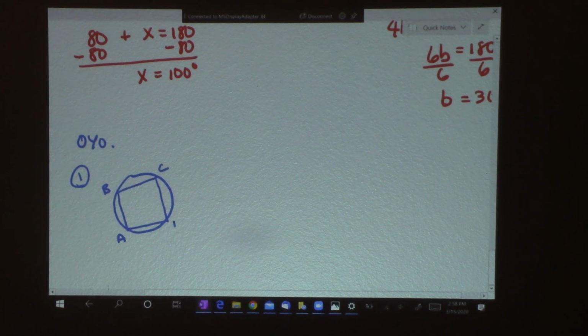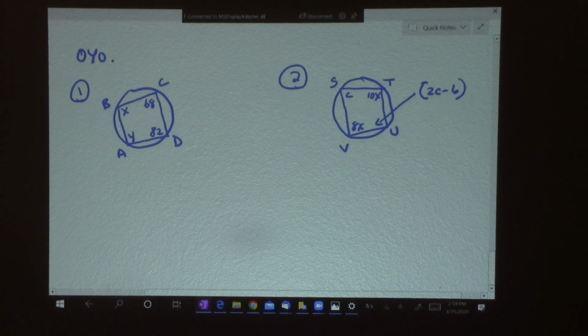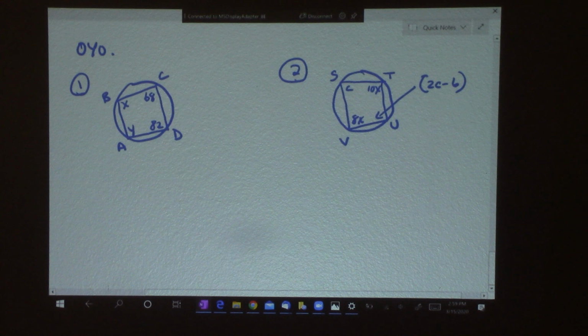A, B, C, D. This is X, Y, 68, 82. And number 2. This is C, and this is 2c minus 6, and this is 10x, and this is 8x. Okay. All right. So you work on those for just a moment.